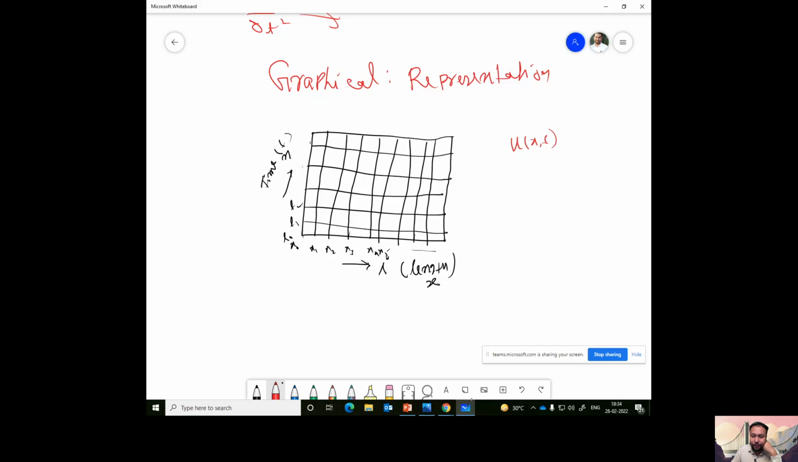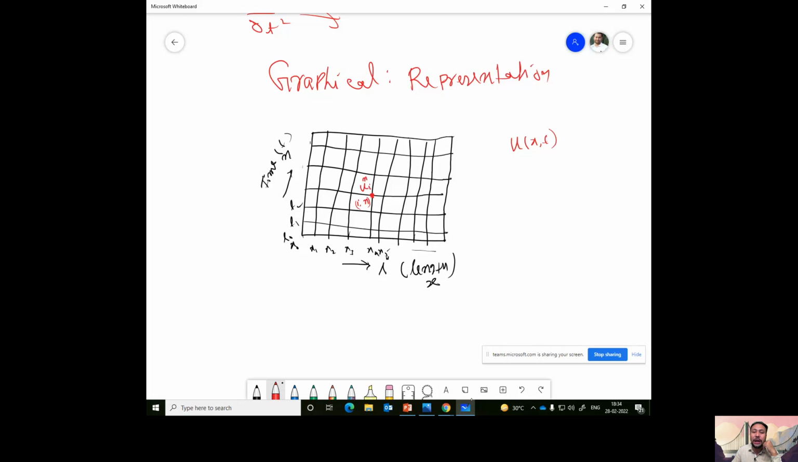For example, suppose this location is i comma n. Because along this axis, i will move. Along this axis, n will move. For example, if I write here, this is u. If I represent the subscript as i and the superscript as time.